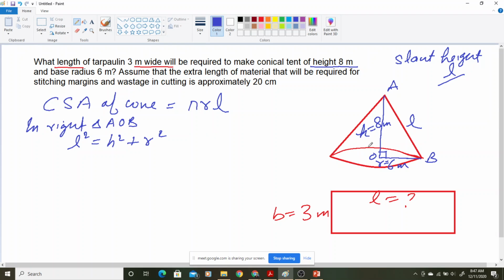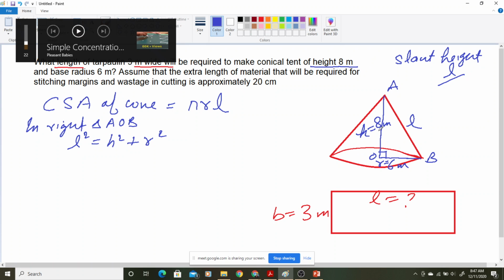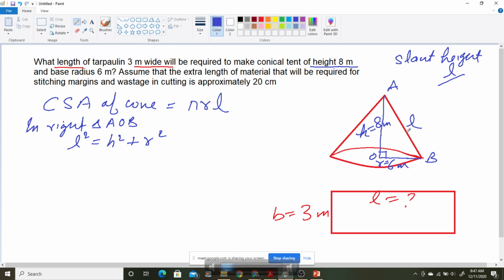And see, it is the Pythagoras. Yes, it is the relation. This is the relation between what? This is the relation between H, L and R. If you are given any two of them, you can find the third one. तुम easily third find out कर सकते हो. This is the relation. You should remember this formula, L square equal to H square plus R square.